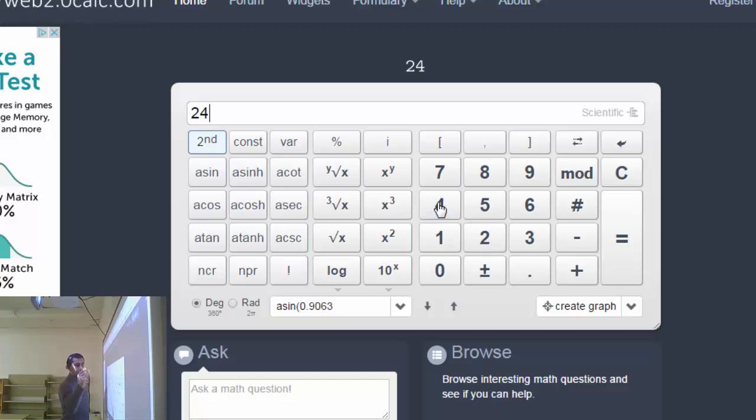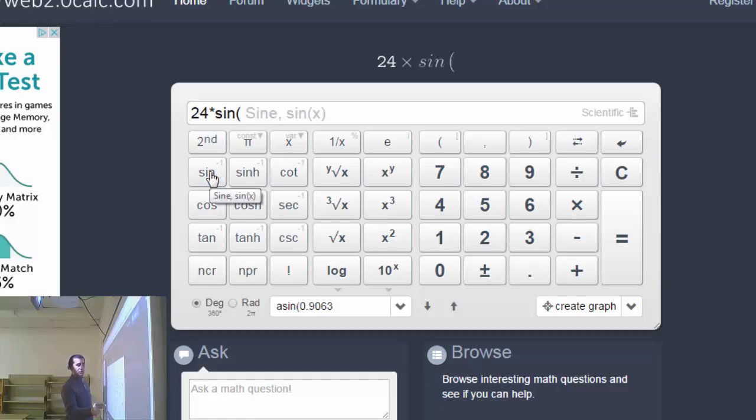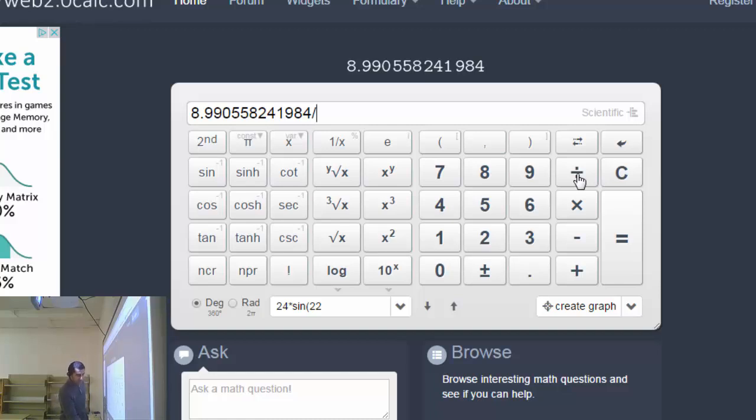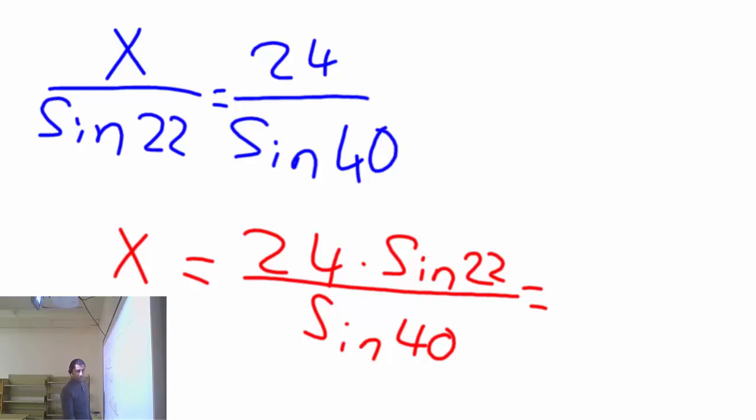24 times sine 22, that is this. So I'm going to divide that with sine 40. Sine 40 here. So let's do that.